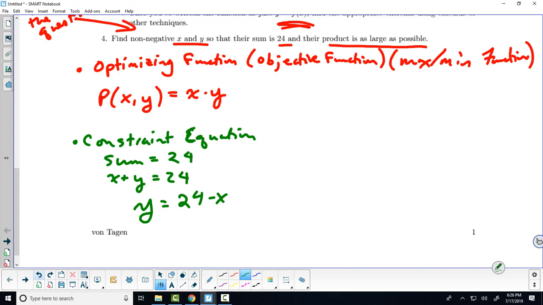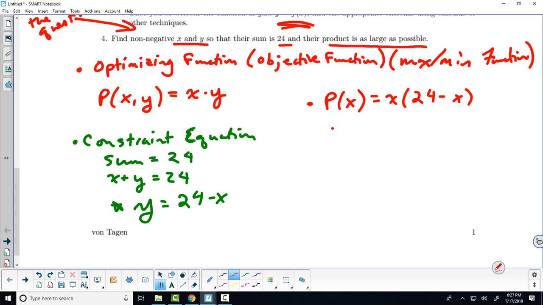Keep this little equation here in mind, because if later on you need to know what y is, there's a handy way to find y as long as you've already found x. All right, so now what do we do? We now return to our optimizing function, but now I'm going to write it as just a single variable x. P of x now is x times 24 minus x. What did I do? I replaced the y with an expression that's equivalent to y that we got from our constraint.